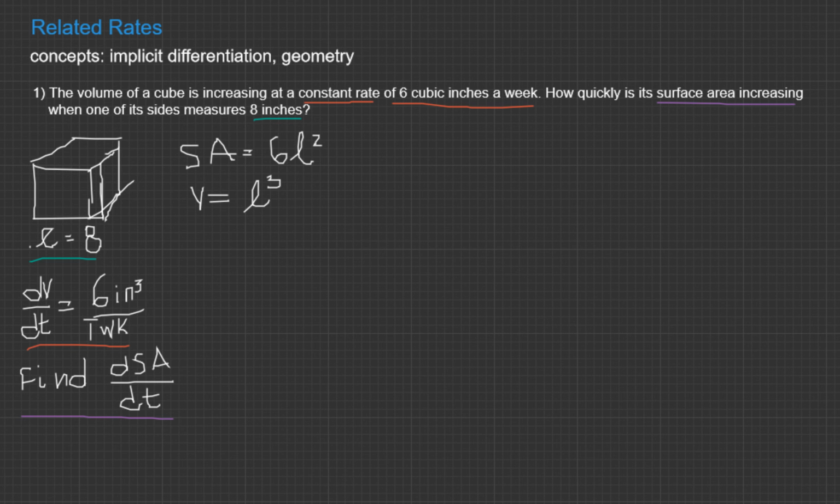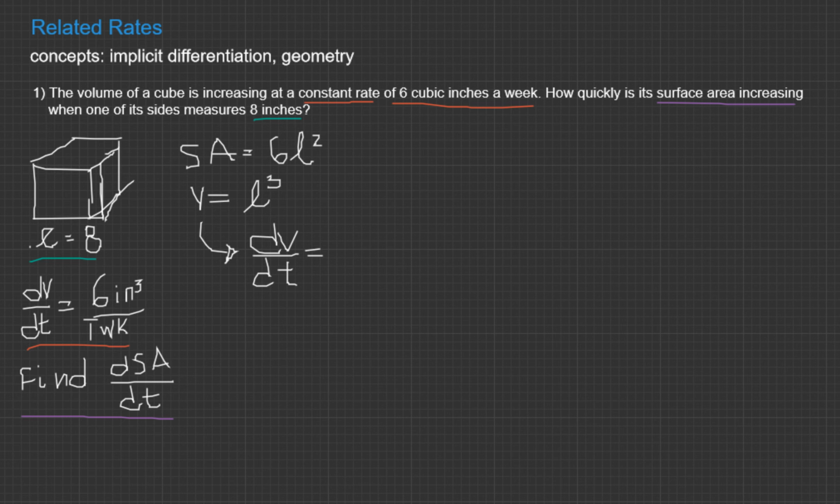So the first thing I'm going to do is take this volume equation and differentiate it with respect to time, because I have this concrete piece of information that dV/dt is equal to 6, and I would love to have somewhere to put that information. So if I take the derivative of volume with respect to time, I get dV/dt.